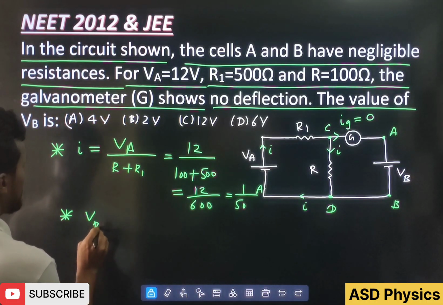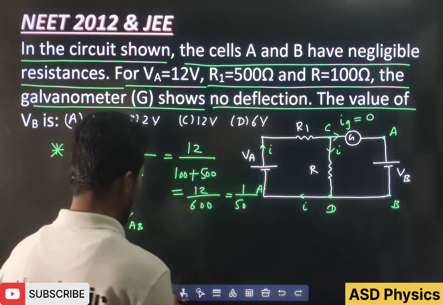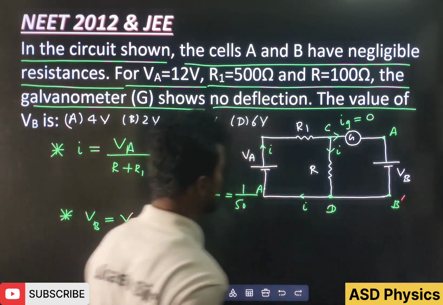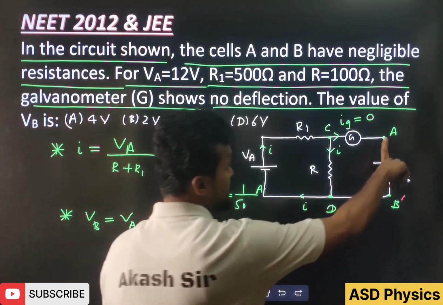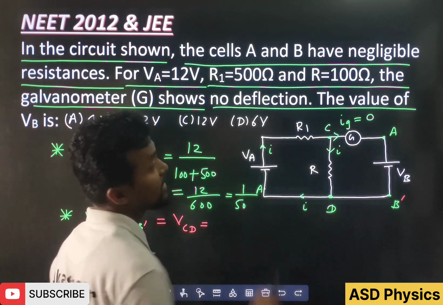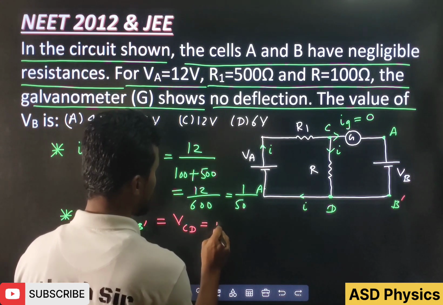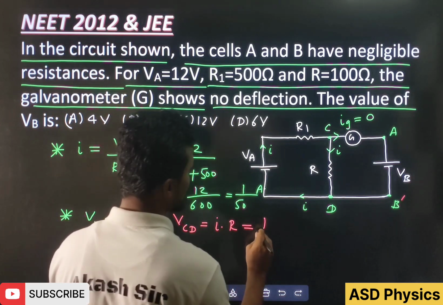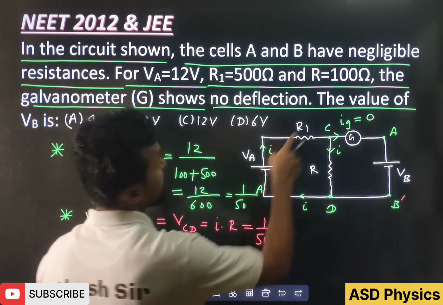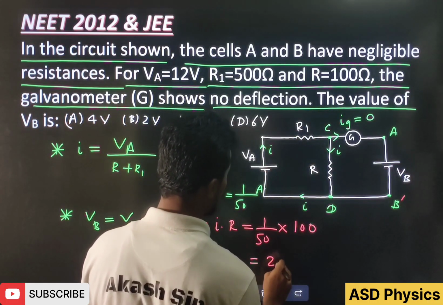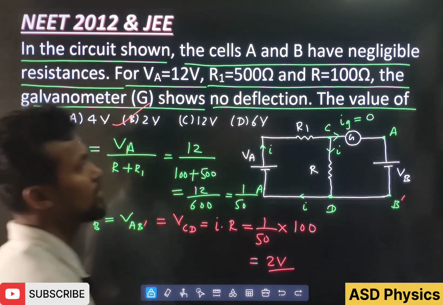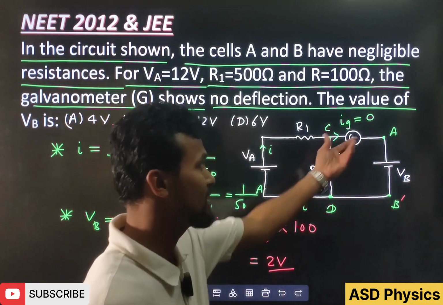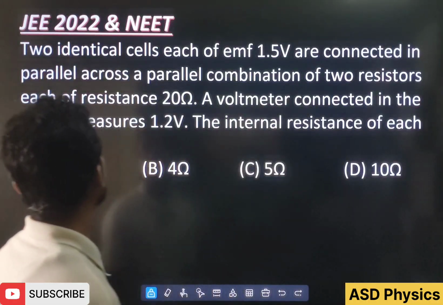What I told you is that VB means the potential difference across AB. Or if you wish, you can take some other points also. I have taken B dash here. So V at B dash is equal to the potential difference across CD. This potential difference and this potential difference should be equal, then only there is no current in this galvanometer. So VCD is I into resistance R. I is 1 by 50 into capital R, which is given as 100. So 100 by 50 is 2 volt. Is there any option with 2 volt? Yes, the correct option is B. Okay, see, NEET 2012 question. And the galvanometer is ideal, with 0 resistance.